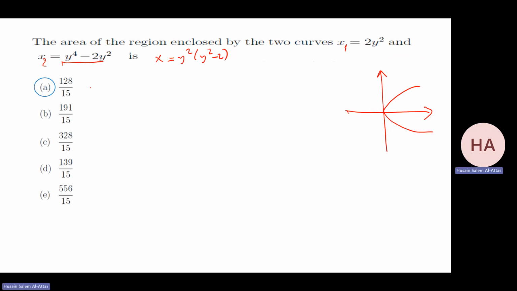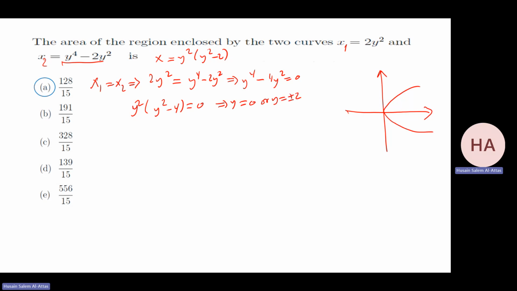I have x1 equal x2. That will be 2y squared equal y to the power 4 minus 2y squared. So that gives me y to the power 4 minus 4y squared is equal to 0. So I have y squared times y squared minus 4 equal to 0. So I have y equals 0 or y equal plus or minus 2.